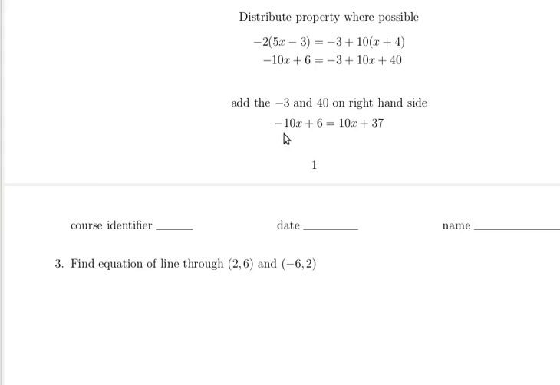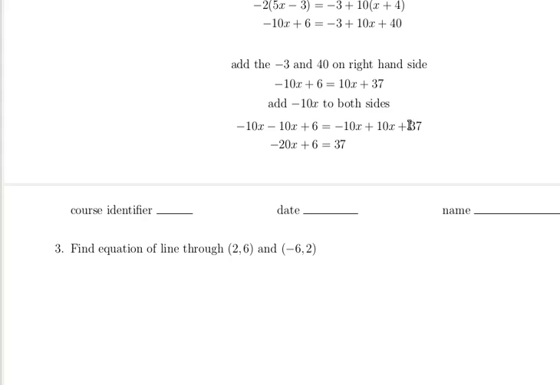We can do that on either side of the equation, either by adding 10x to both sides of the equation, therefore eliminating x on this side and getting all the x to the right-hand side, or adding a negative 10x to both sides of the equation. Here we've chosen to add a negative 10x to both sides of this equation. That leaves us with a negative 20x plus 6 on the left-hand side, and it leaves us with 37 on the right-hand side.